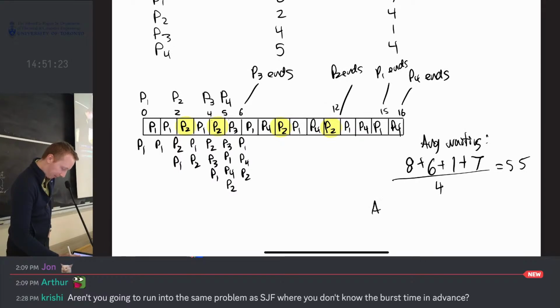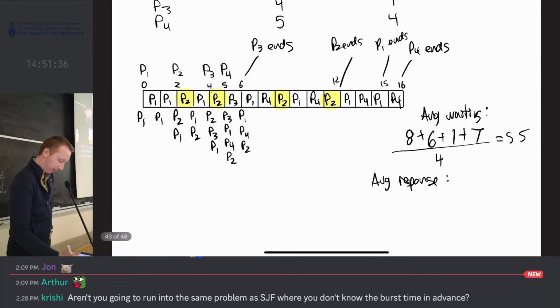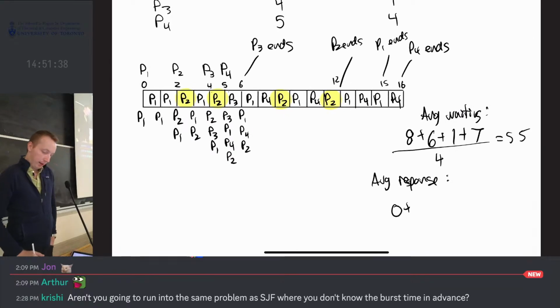Our response time is going to be slightly easier. Response. So for P1, its response time was 0. It waited around for 0 time units until it started executing. What is the response time for P2?